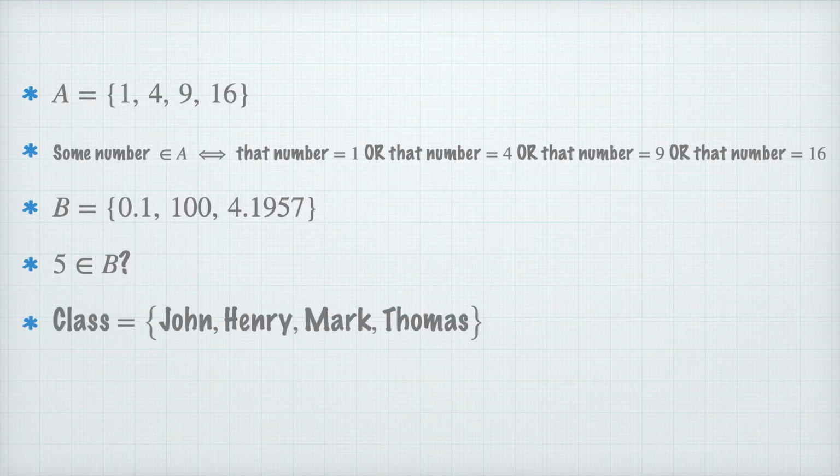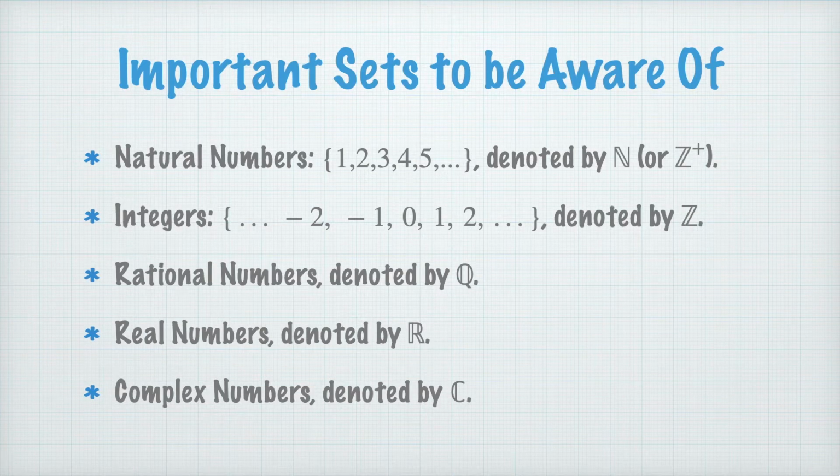Now, like I said, this is just another quick example. You could say that maybe I have a class of 4 students and they're called John, Henry, Mark, and Thomas. And then I ask you, is James in the class? Well, does James belong to this set? And clearly, the word James is not present, which means that the truth value of the statement, James in class, is yet again false.